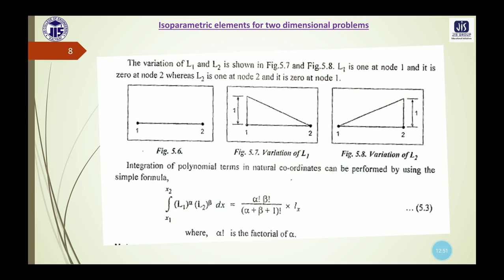Now integration of polynomial terms in natural coordinates can be performed by using this formula, which you can see here in equation 5.3: the integration from x1 to x2 of L1 to the power alpha multiplied by L2 to the power beta dx equals factorial alpha multiplied by factorial beta divided by the factorial of alpha plus beta plus 1, times L. This formula, for natural coordinates in one dimension, we need to remember, and using it we will solve different numericals in the next slides.